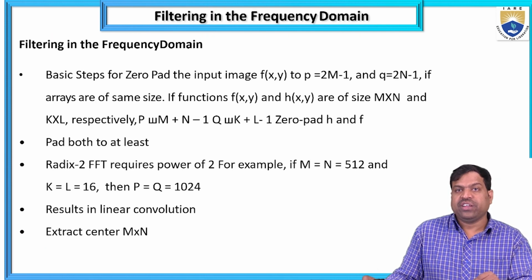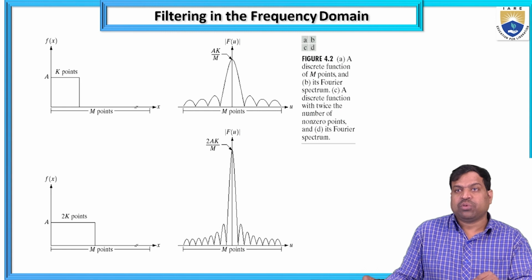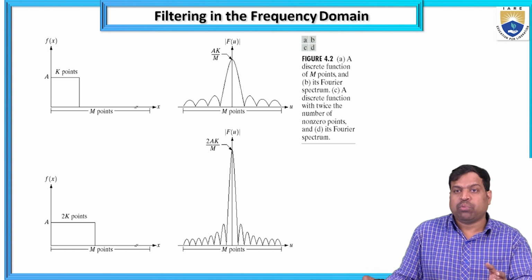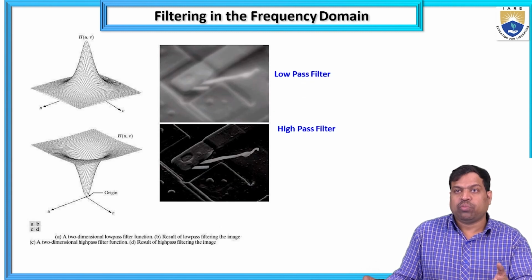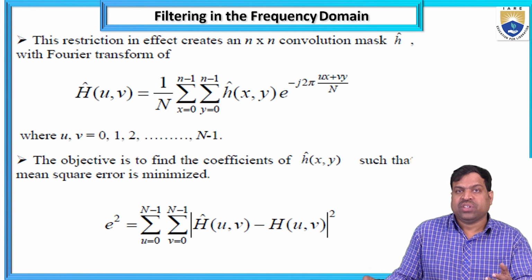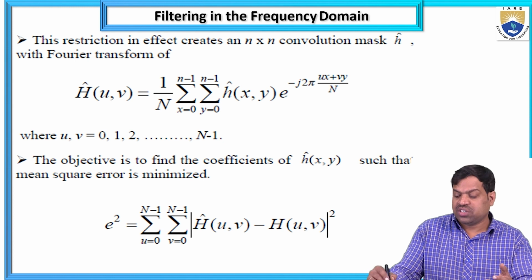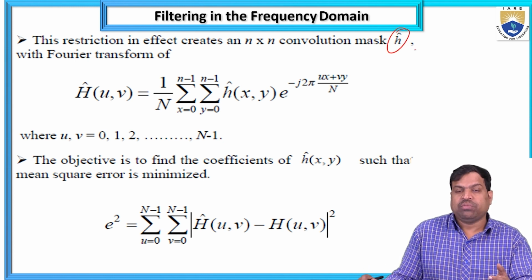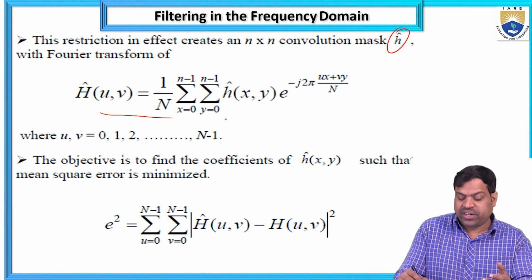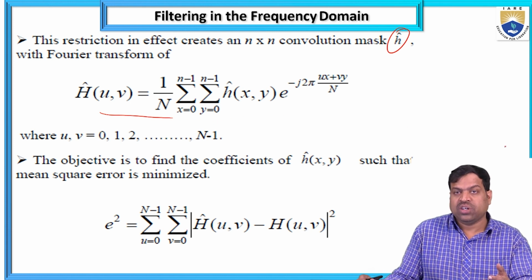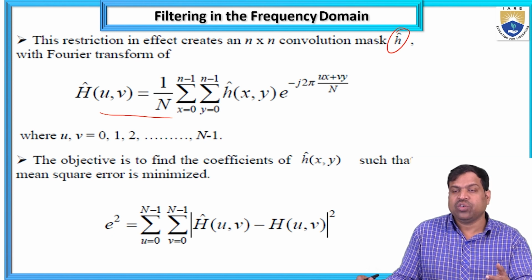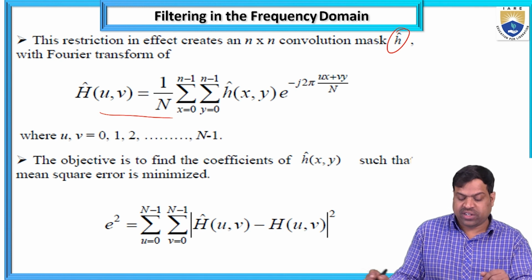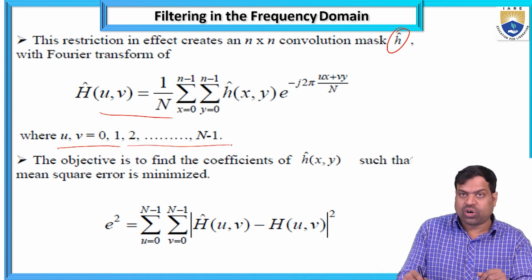It is frequency filtering. It is an example for a discrete function of m points and a discrete function of 2m points. It is an example for a low pass filter and a high pass filter. Creating an n by n convolution mask h bar with the Fourier transform: H bar of u comma v equal to 1 by n into summation x equal to 0 to n minus 1, y equal to 0 to n minus 1, h dash of x comma y into e power minus j 2 pi into (ux plus vy) by n, where u comma v equal to 0, 1, 2, and so on up to n minus 1.